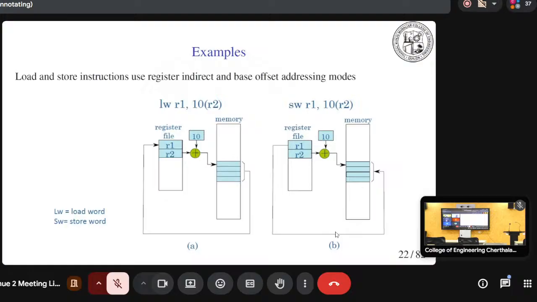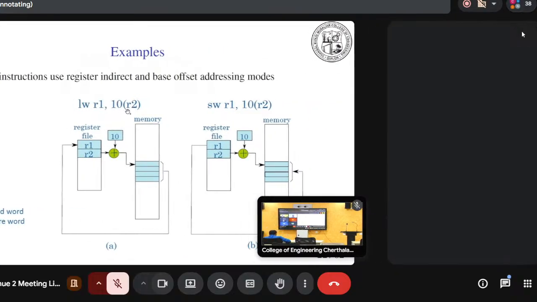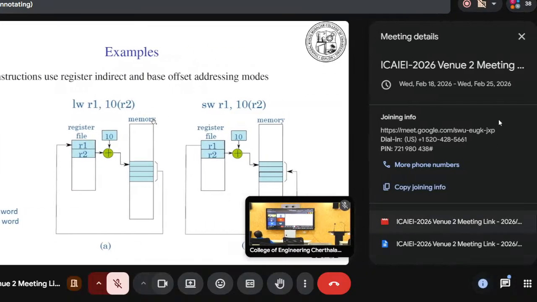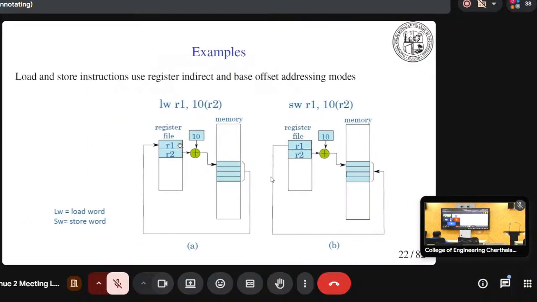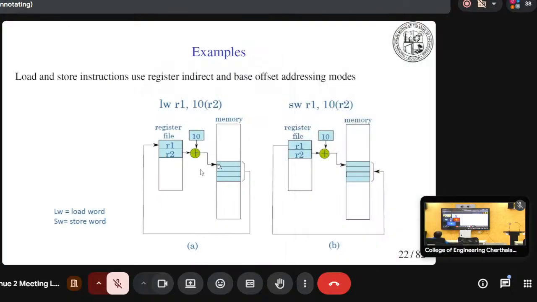And these are the examples of load and store instructions. So for the load instruction, you can see the instruction format. Here, the base register is R1, and what I will do is take the value of R1 and add the offset value of 10, which corresponds to a memory address. And the value from that memory address is given to the destination register.